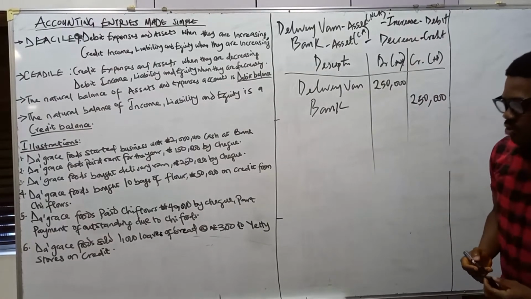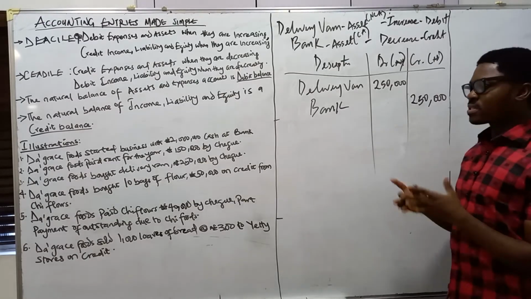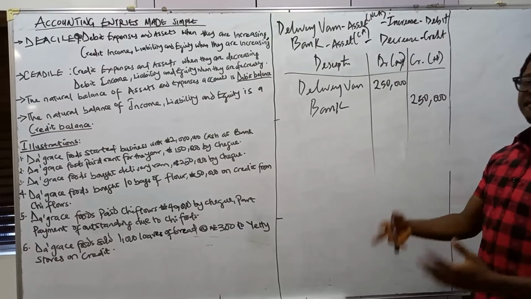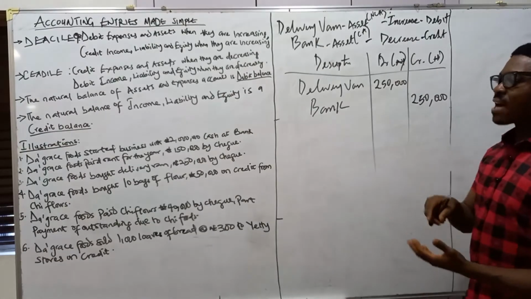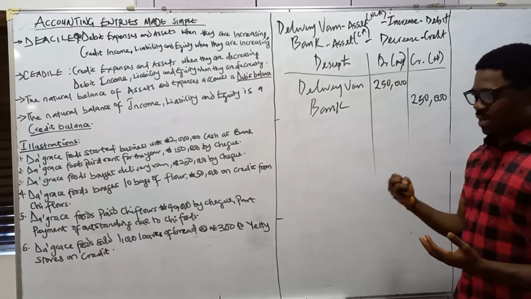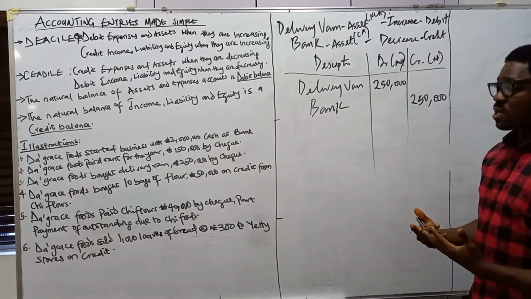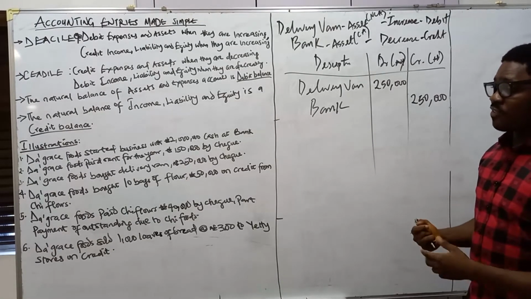Now we go to the fourth question. Diabetes Food bought 10 bags of flour for 50,000 naira on credit from Cheap Flours. So, what are the kinds of accounts that will be affected here?